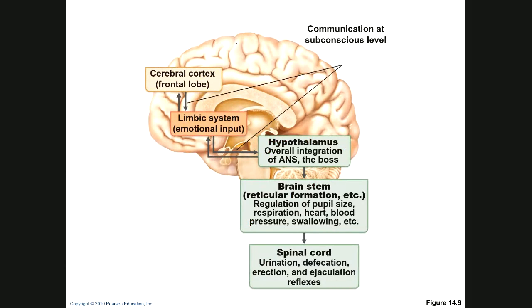Okay, so this is the hypothalamus, the one that controls the ANS. The cerebral cortex is in contact with the limbic system, and so there is a back and forth input, and the limbic system has a back and forth input with the hypothalamus. The hypothalamus in turn can control the brainstem, which can regulate things like heart rate, blood pressure, respiration, etc. The spinal cord is in charge of elimination, like defecation, urination, sexual responses.